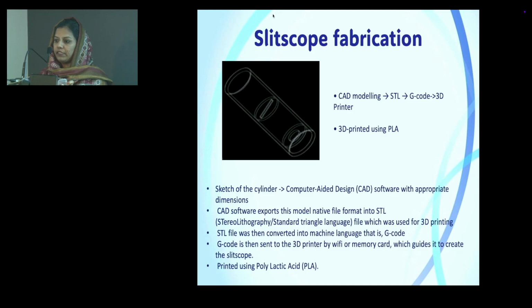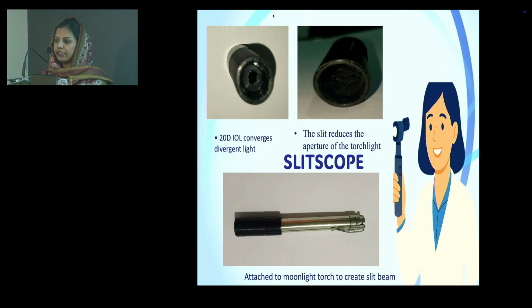For 3D printing, the sketch of the cylinder is incorporated into computer-aided design software with appropriate dimensions, and the software exports this model's native file format into a standard triangle language file, which was used for 3D printing. Then this file was converted into machine language, that is G code. Then this G code is sent to the 3D printer by Wi-Fi, which creates the Slitscope. It is printed using polylactic acid.